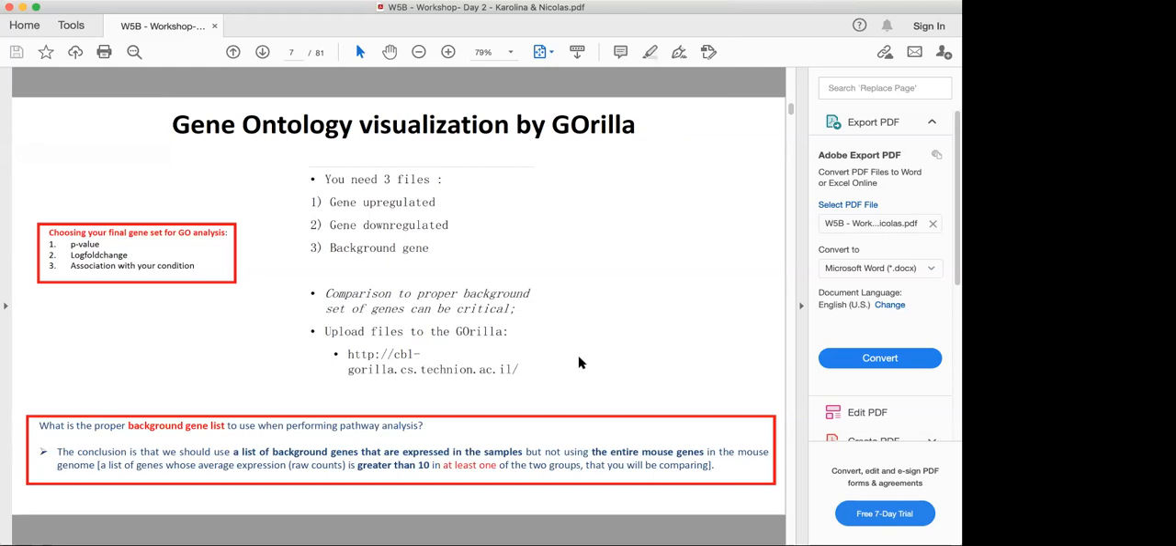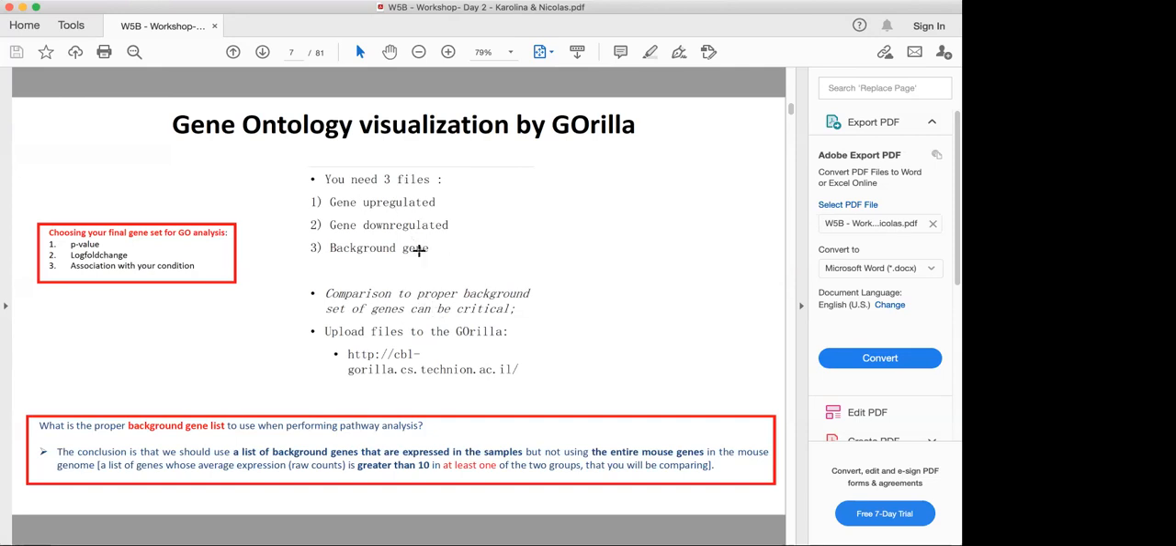So we are no longer using the entire set of genes included in the mouse genome, if we deal with mouse data, of course, but only those genes whose average expression we put as greater than 10 in at least one of the two groups we will be comparing. Generally, we want to see that those genes are expressed in the samples and the read counts are not zero, or one or two, but they are present in the samples.